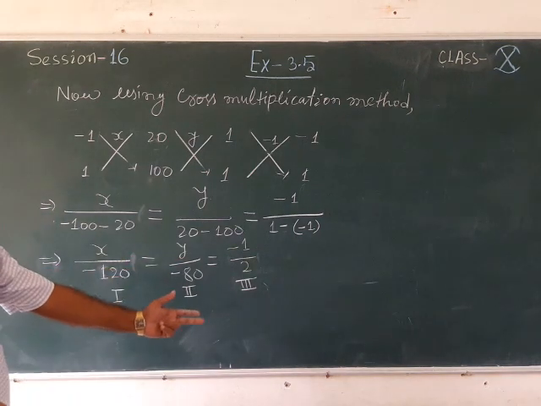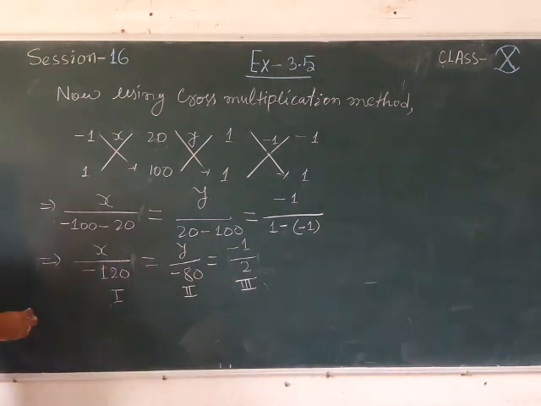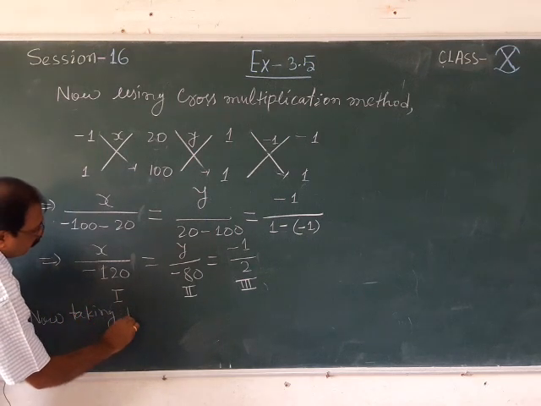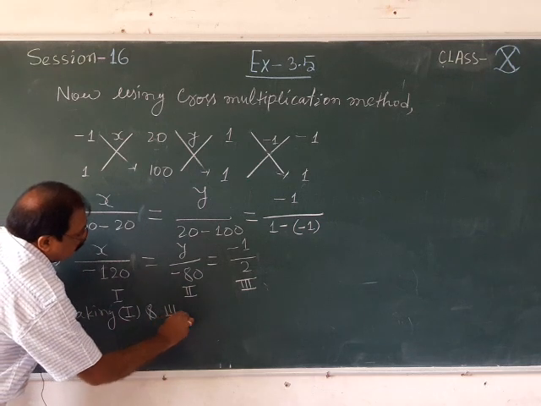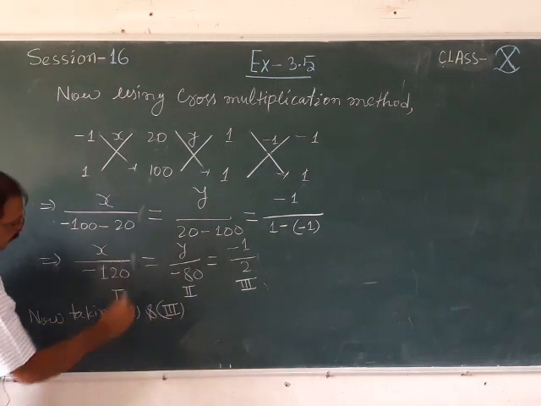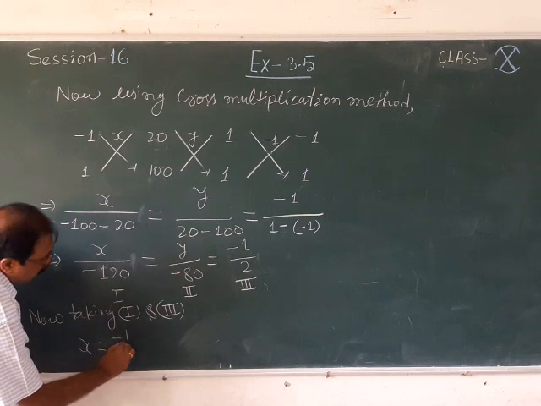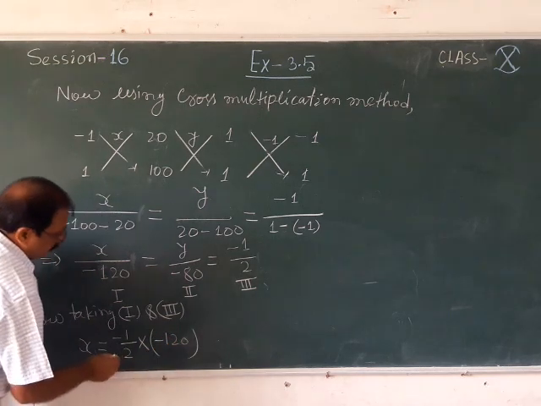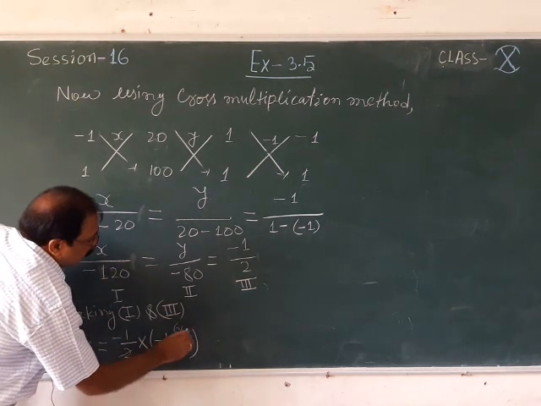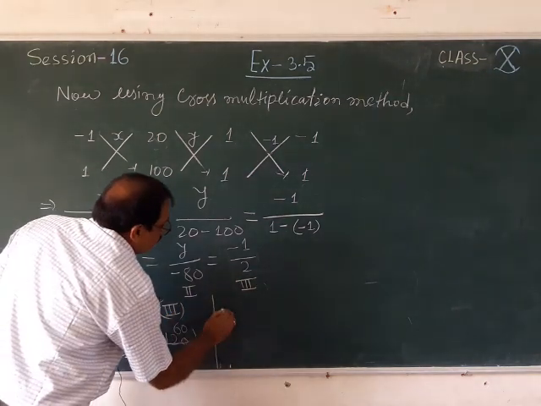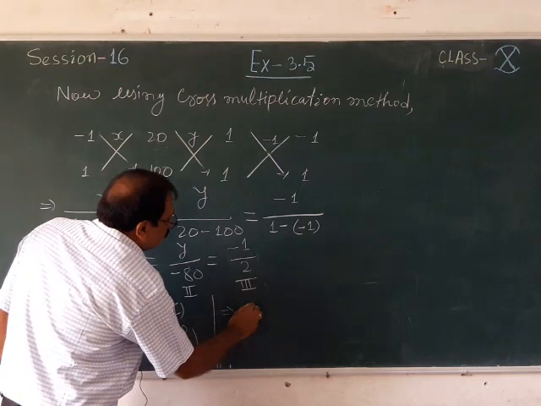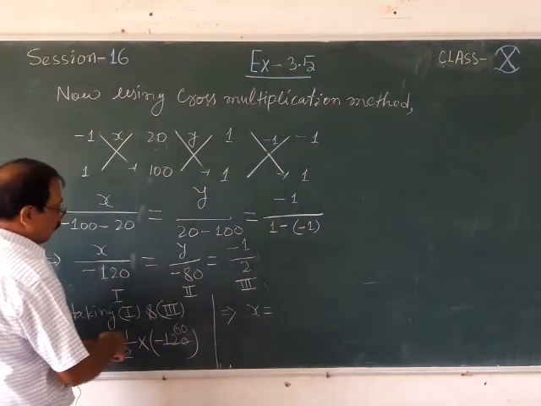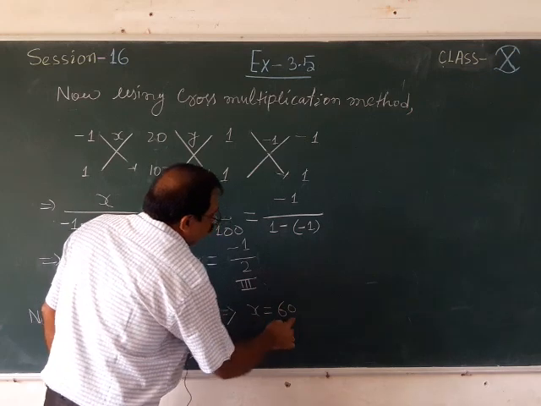Taking first and third, you can see your value of x will come. Directly I can write the value of x equal to -1 into 2, multiplied by -120. Now 2 sixes are 12, so cancel. That means x is equal to -60 into -1, that means it is 60. So the value of x has come.